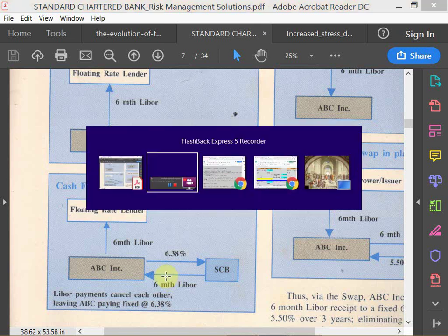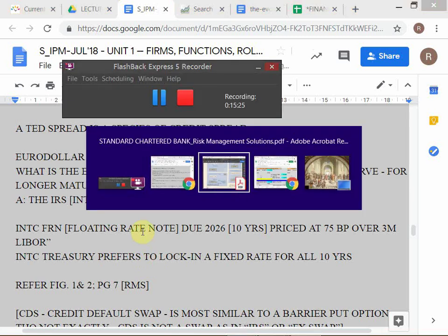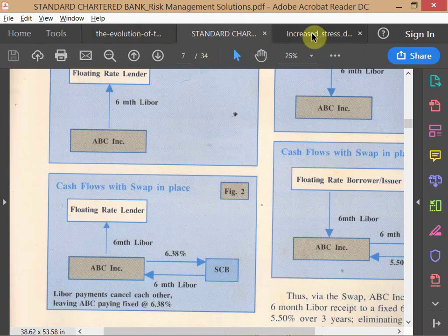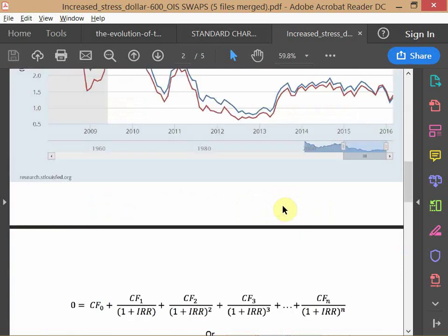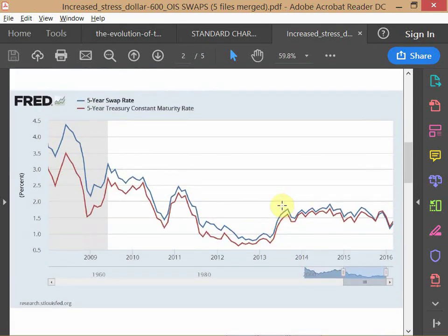Remember IRS rates, if I can try and show you something here. This is a chart from the St. Louis Fed website. You can see here the 5-year swap rates, it fits our example. IRS rates tend to move with the treasury rates, more or less. Theoretically, the IRS rate should be higher or lower than the treasury rate? Some are saying higher, some are saying lower.